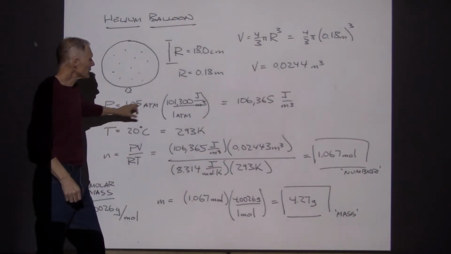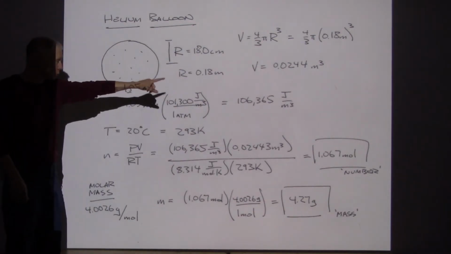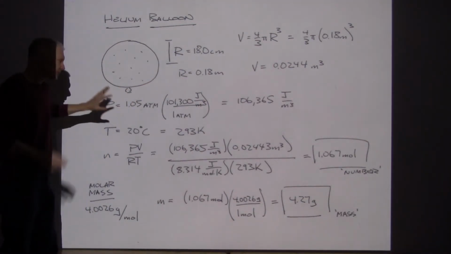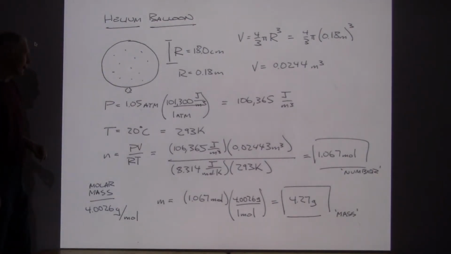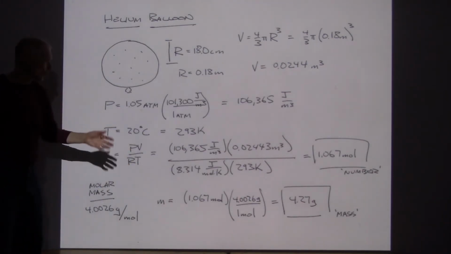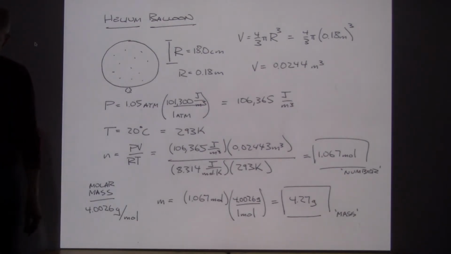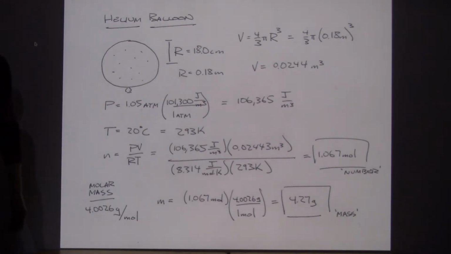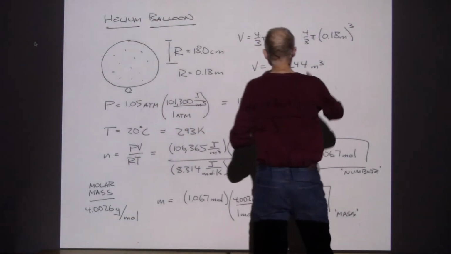So the pressure I ended up with, 106,365 joules per cubic meter. Temperature's got to get converted into kelvins, 293, and it's asking us to find out how many moles. Now I've got the pressure, I've got the temperature, I know what big R is, the gas constant, and I'm ready. I've got all the numbers, except what we have to do is figure out what the volume is.